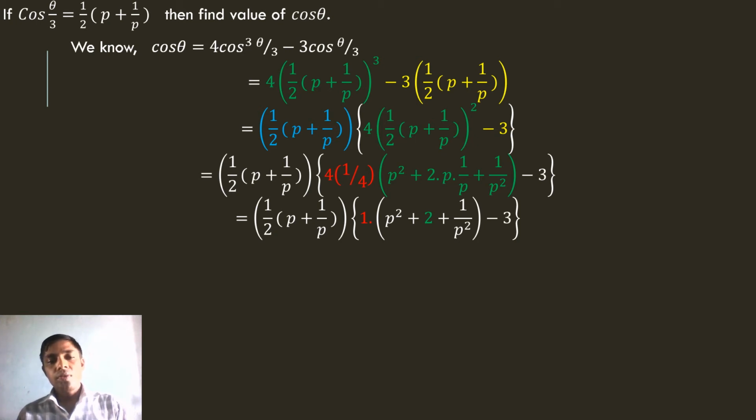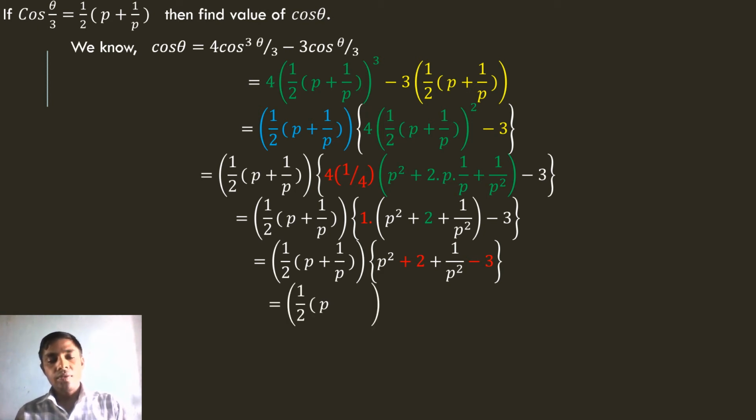So we'll solve first inside the curly bracket. It will be as it is, 1 by 2 times p plus 1 by p, curly bracket p square plus 2 plus 1 by p square minus 3. We can see plus 2 minus 3 will give minus 1. So this term will be as it is in the small bracket. Now in the curly bracket we will get p square minus 1 plus 1 by p square.